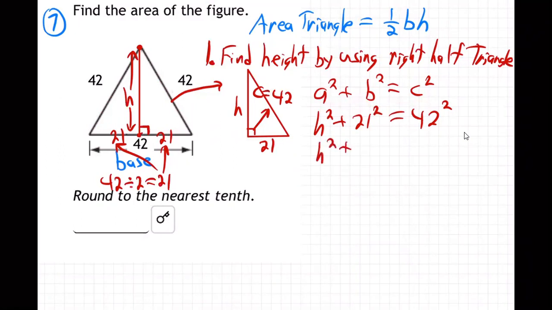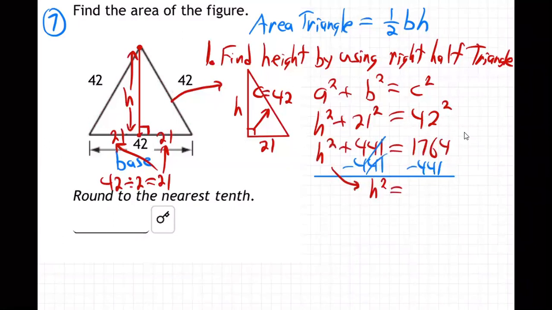Use your calculator. I'll grab mine. 21 squared is 441. 42 squared is 1764. And then we subtract the 441 from both sides. And boom, we get h squared equals 1323. And then square root it. And I'm getting 36.373. So that's the height. We've now got the height.